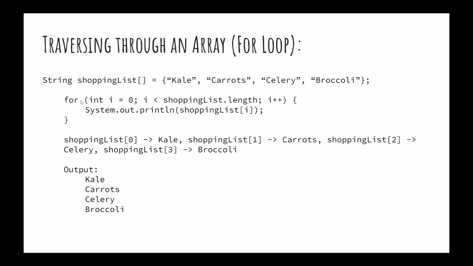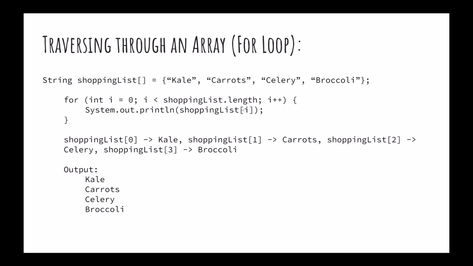So we have a for loop, and the for loop begins at 0. Since indexes begin at 0, we're going to be going through the index. We want to print out every single value in the shopping list array, so we can use i is less than shoppingList.length. shoppingList.length is going to return 4 because there are 4 items in the shopping list array.